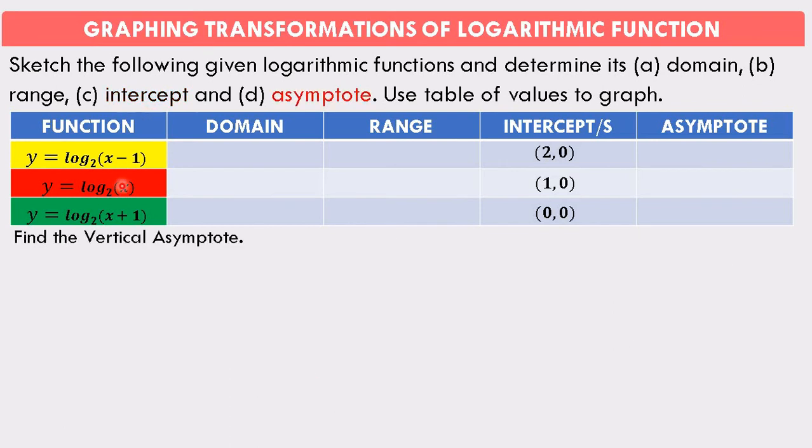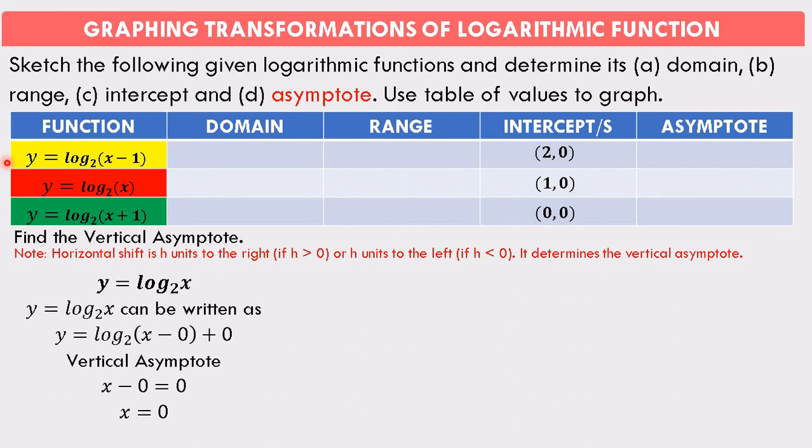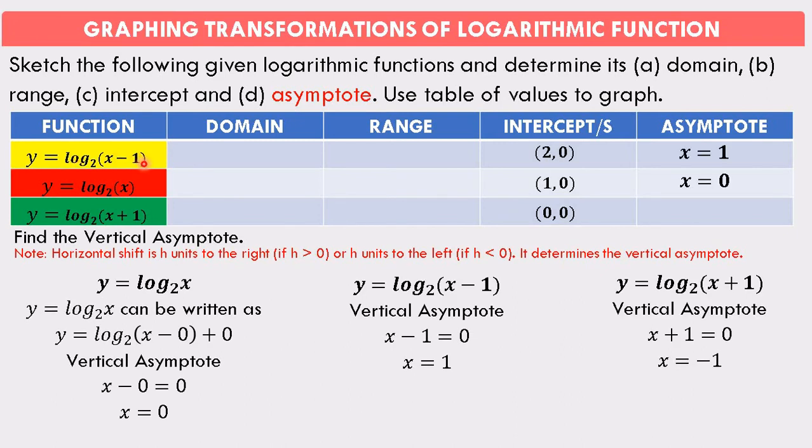For the logarithmic function, the basis in finding the vertical asymptote is the h value, unlike in the exponential, where we use the k value. So again, in a logarithmic function, we are using the h value. For example, in the first function, we have 1. Since the h value is 1, the asymptote is 1. For the second one, we have no h value, so we have 0. And for the third one, we have negative 1 as the h value, so we have negative 1 as the asymptote.